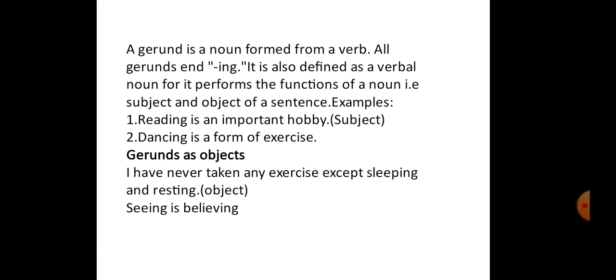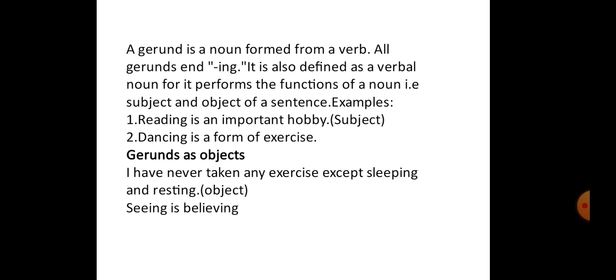Now, in this example, reading is an important hobby. Reading is a gerund there, standing as a subject, which is the performer of an action or what is being talked about in a sentence. In the second sentence, dancing is a form of exercise. Kimberly, what is the gerund there? Dancing. That is it.